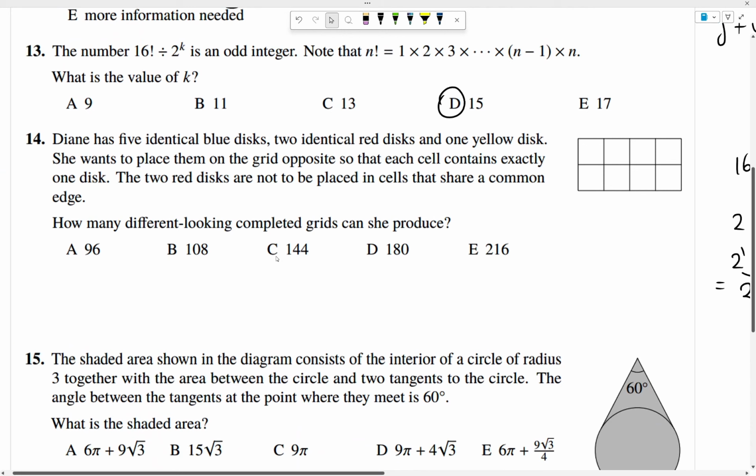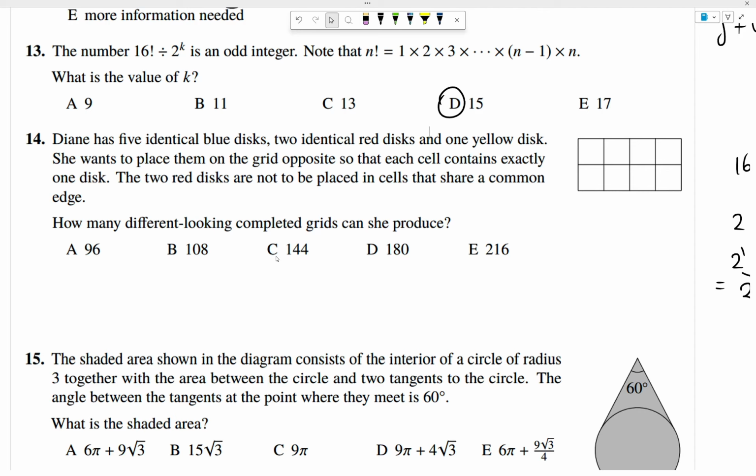Diane has 5 identical blue discs, 2 identical red discs, one yellow and one yellow disc. She wants to place them on the grid opposite so that each cell contains exactly one disc. The 2 red discs are not allowed to be placed in cells that share a common edge. How many different looking complete grids can she produce?